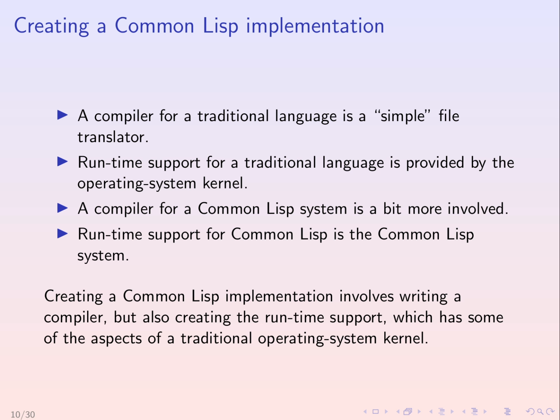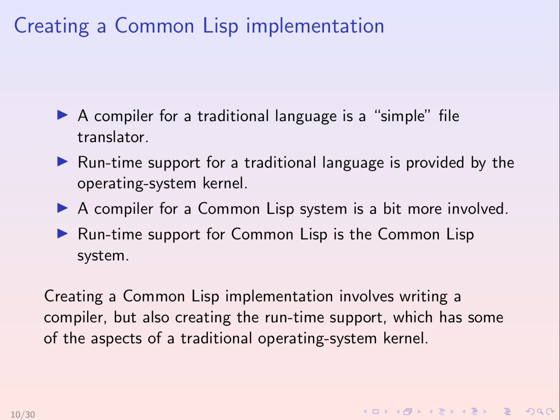So if we want to create a Common Lisp implementation, we need to figure out the exact differences between a traditional batch language and Common Lisp. So again, a compiler for a traditional language is a simple file translator. It has a data structure called a compilation environment, but that's a fairly simple thing, and it doesn't need any startup environment. And the runtime support for a traditional language is provided by the operating system kernel.